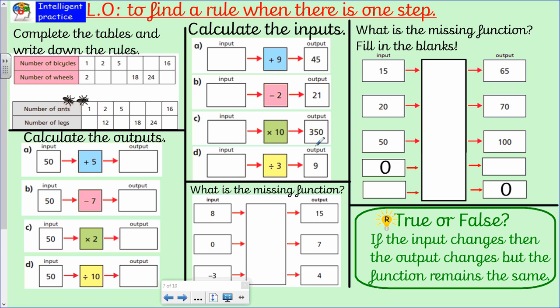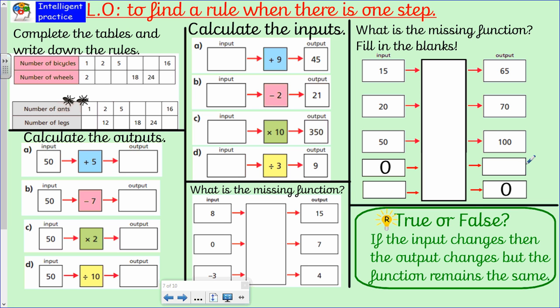Your objective is to find the rule when there is only one step. Can you find the rule that fits every single one of these? It is the same rule for each one. I just need one missing function in this box here. It is the same function machine. Same here, this is the same function machine. There is one function. You need to work out what is happening to each one, and it's the same.